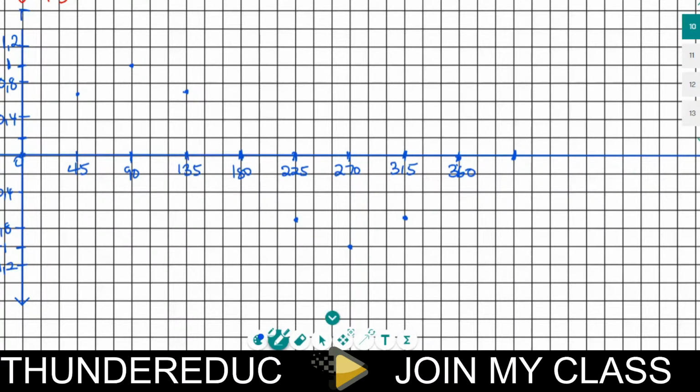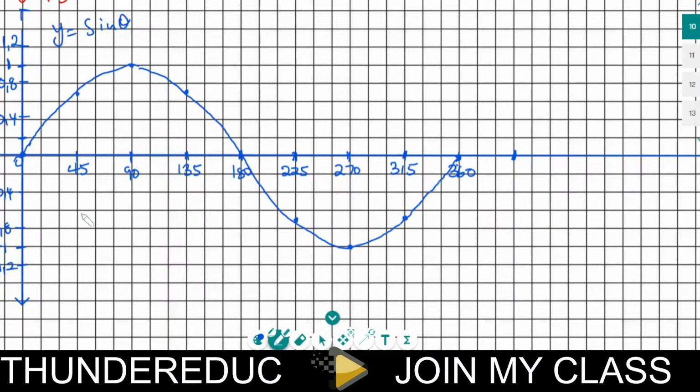And then I'll have to use my free hand and not a ruler to join these points. Join those points with your free hand. Something like that. So this is the mother sine graph. This is where all the sine graphs originate from. And that is the shape.